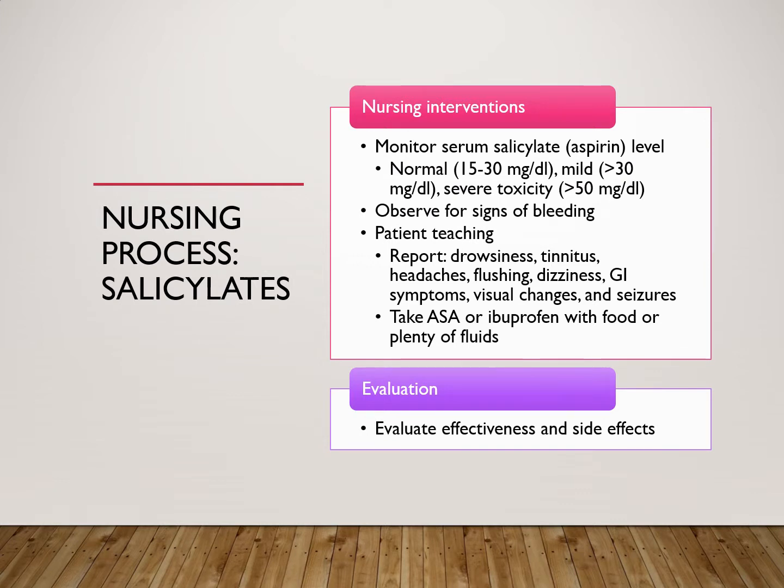So we need to monitor the serum salicylate levels. Again, I told you those levels already. Observe for signs of bleeding. When you think about signs of bleeding, what would you want to tell your patient? Let's see. If they start vomiting blood and it is frank blood, we want to know this. If they're starting to see black tarry stools, we need to know this.